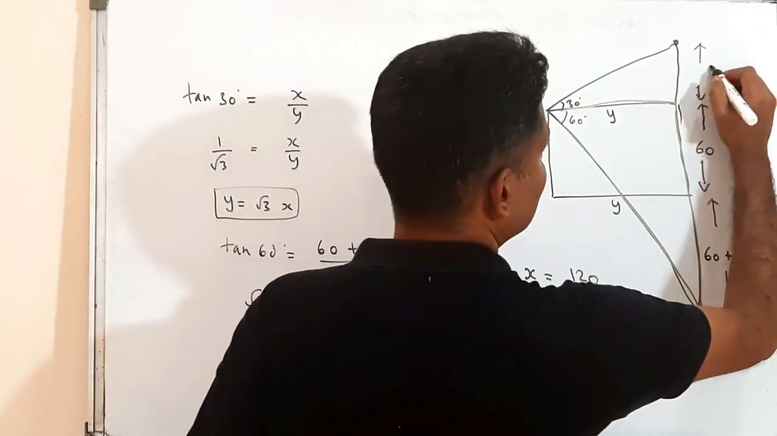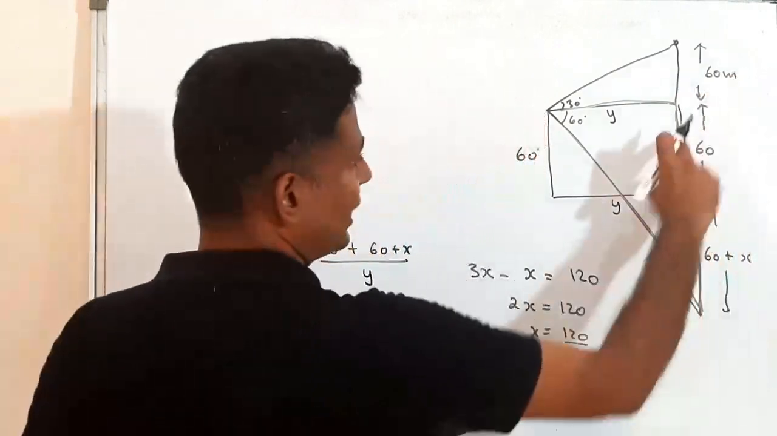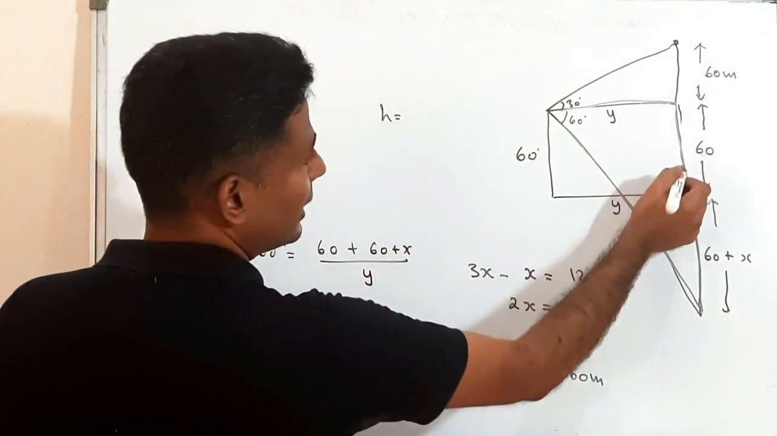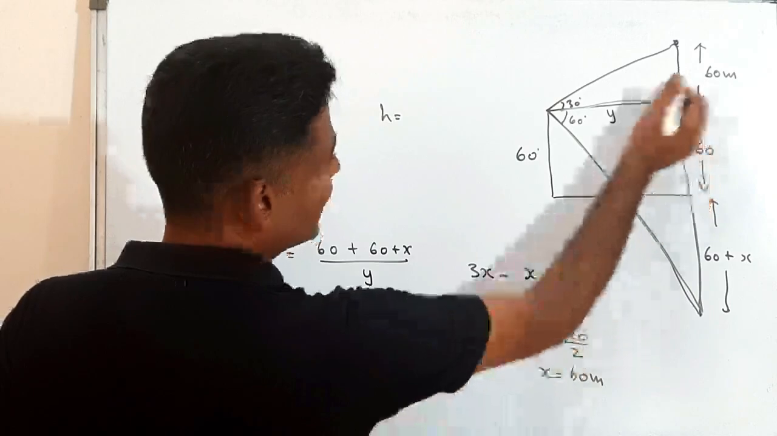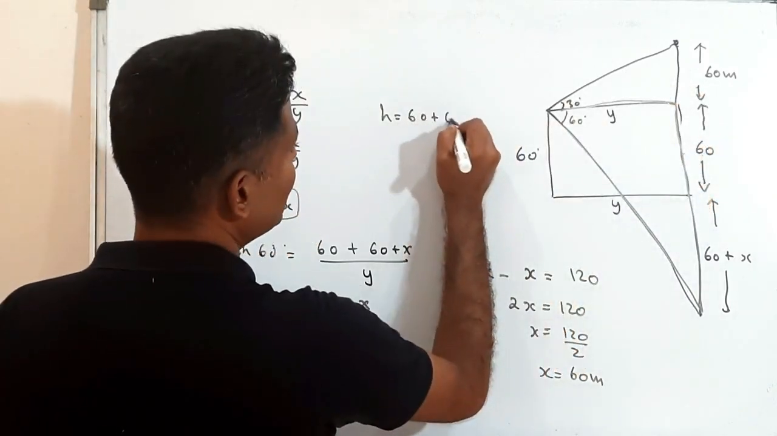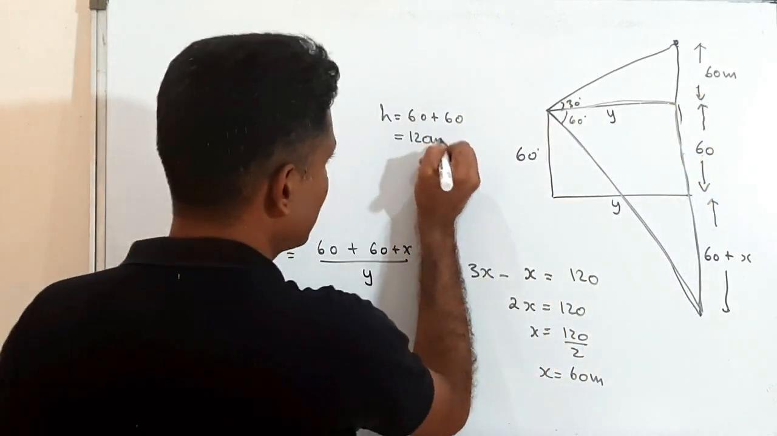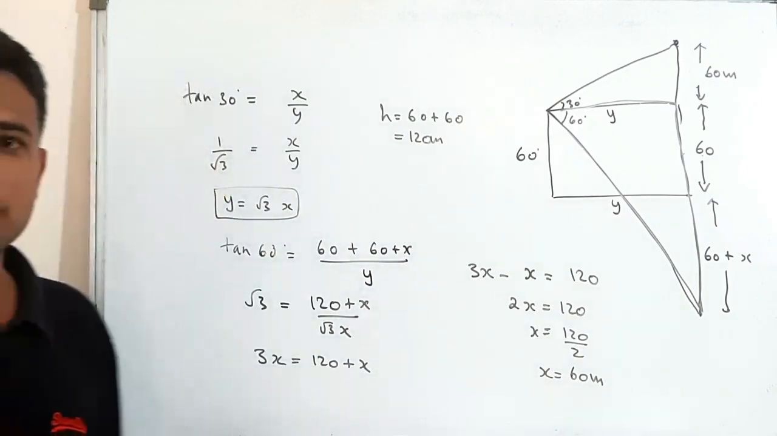So this is 60 meters. Therefore, what is the height of the cloud? From here to here, 60 plus 60, that is 120 meters. So the height of the cloud is 120 meters.